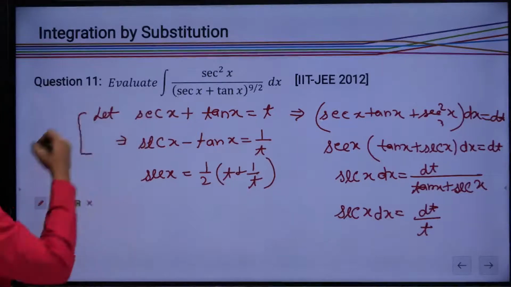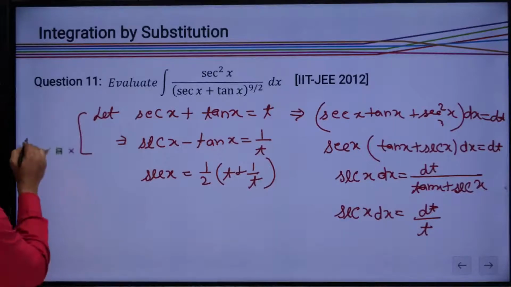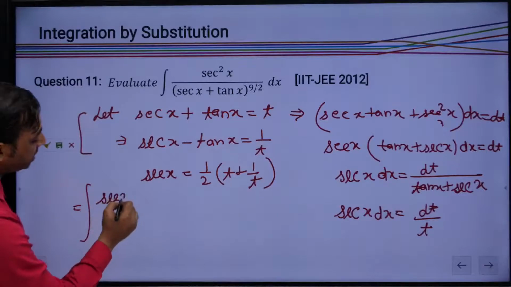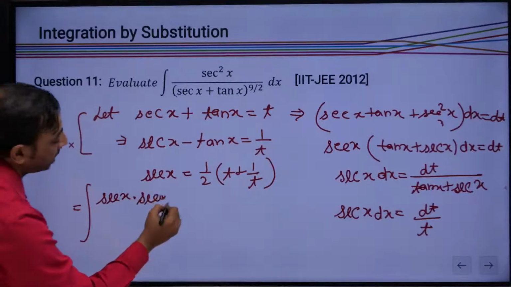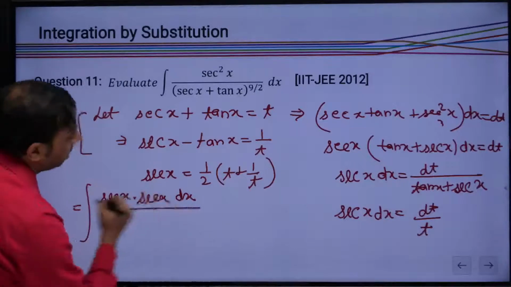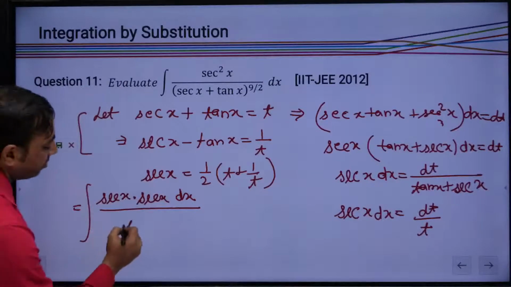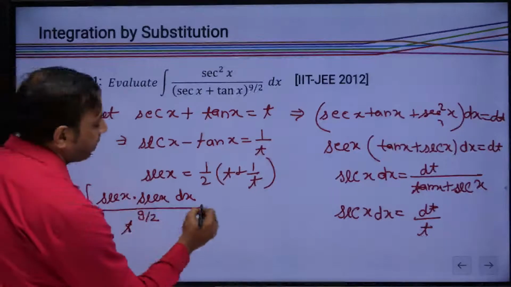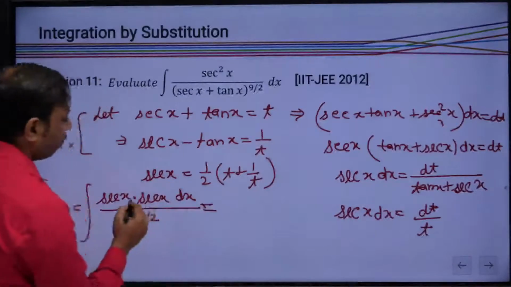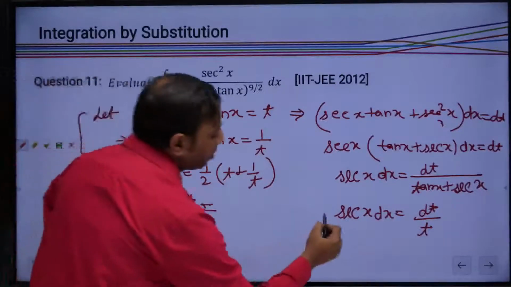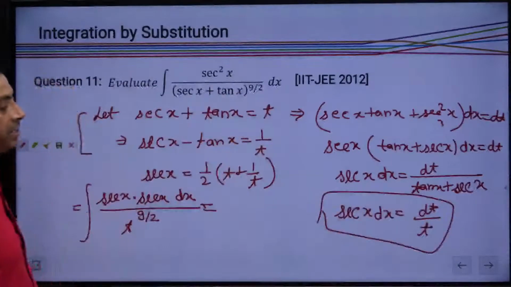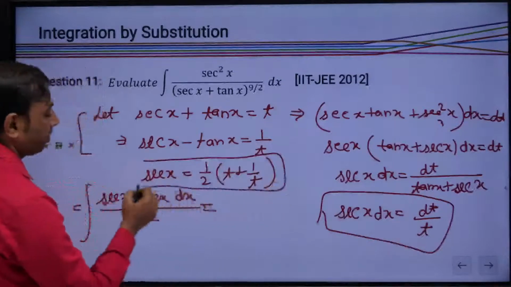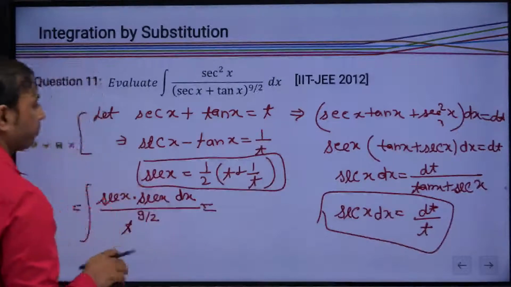So this given integration, I am going to write sec squared x as sec x into again sec x dx, and in the denominator we have sec x plus tan x as t, so I am going to write it as t to the power 9 upon 2. Now furthermore, one sec x dx will be written with this rule. Sec x dx will be dt upon t, and the second sec x I am going to replace with this function.